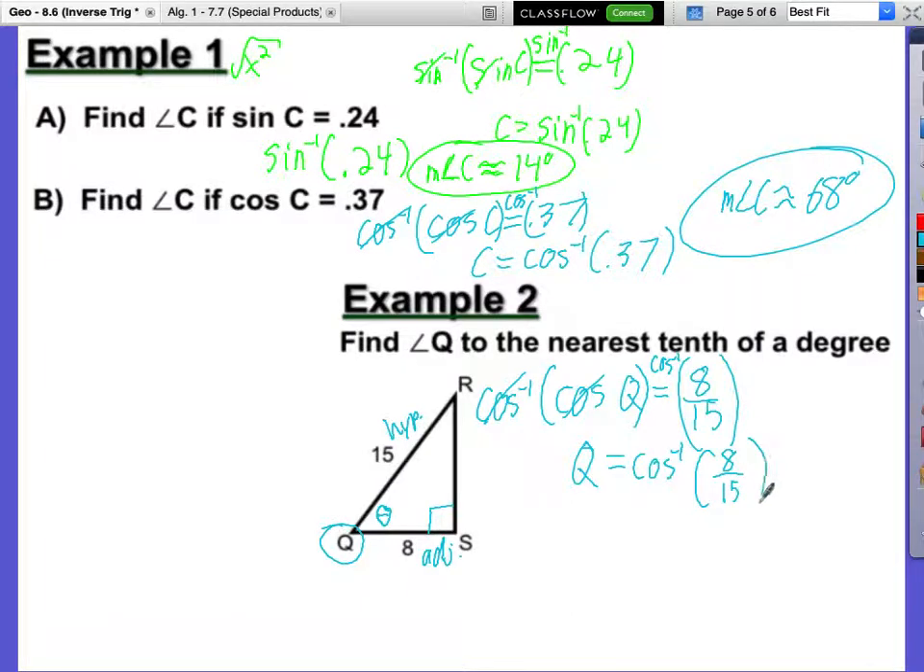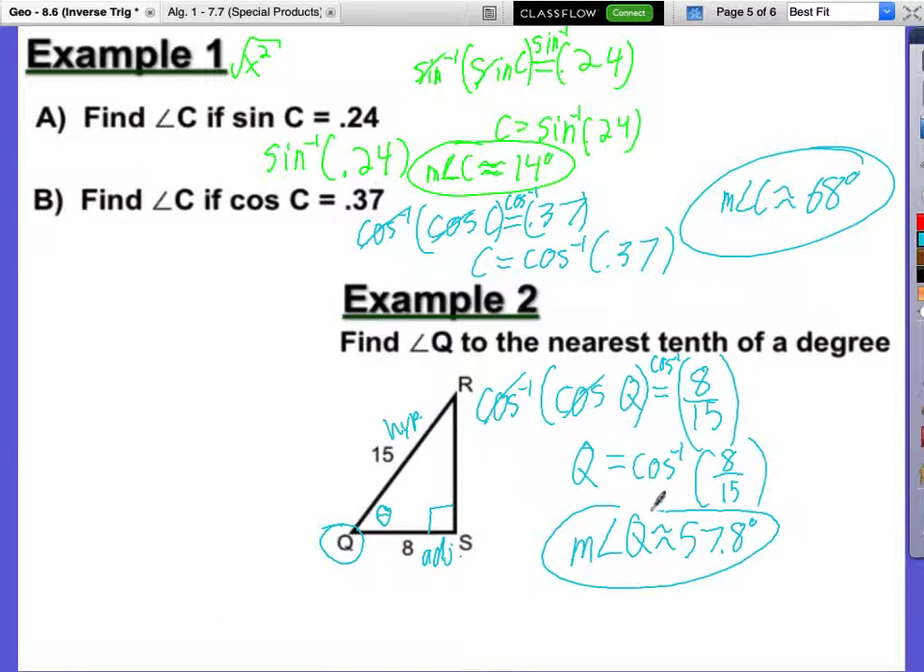On a calculator, what you would do is you type in inverse cosine, so that second cosine, you have the parenthesis open up, you type in 8 divided by 15, and close your parenthesis. Which is the fraction we're doing. Okay? And let's round it to the nearest tenth of a degree on this one. 57. Yes. So the measure of angle Q ends up being approximately 57.8 degrees.